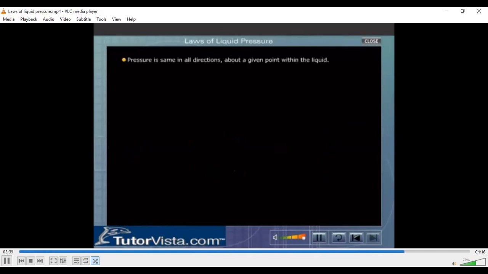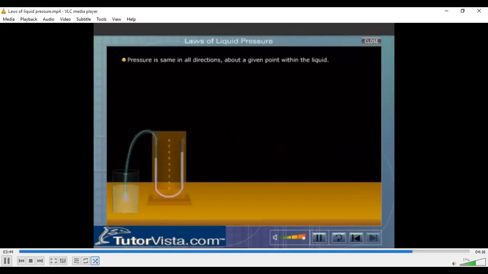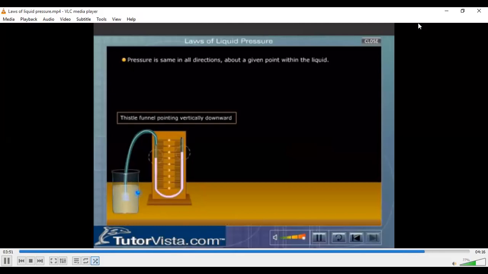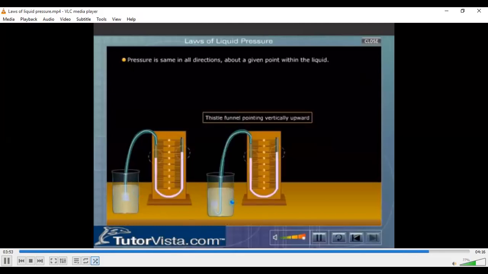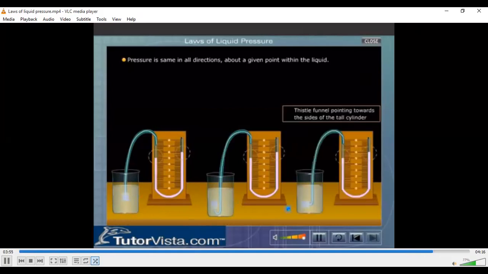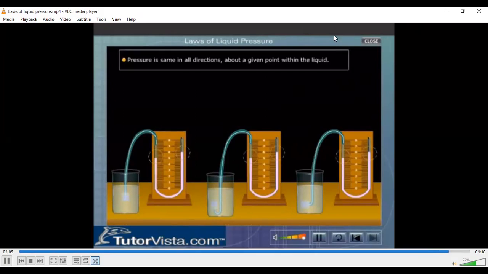To prove that pressure is same in all directions about a given point within the liquid, record the difference in the levels of liquid columns with the thistle funnel pointing vertically downward, vertically upward, and towards the sides of the tall cylinder. We observe that there is no change in the levels of the liquid columns. This proves that the pressure is same in all directions about a given point within the liquid. Thank you. This is the topic.